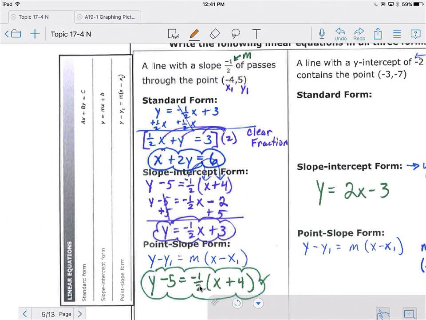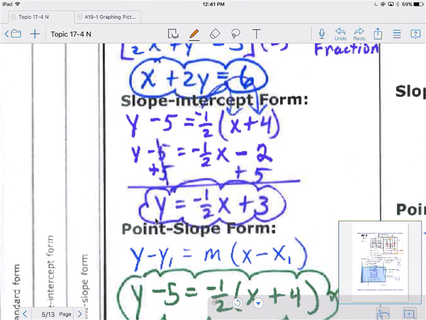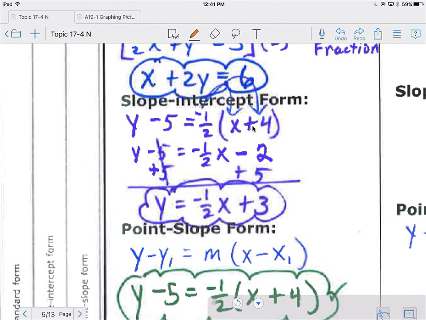From point-slope form, I could solve for slope-intercept form. I would take the point-slope form that I've written, distribute -1/2, so -1/2 times x is -1/2 x, -1/2 times 4 is -2, bring everything else down. Slope-intercept form is where you try to solve for y and get y completely by itself, so I would add 5 to both sides. My slope would be exactly the same because slope-intercept does not change your slope, and -2 plus 5 is 3.